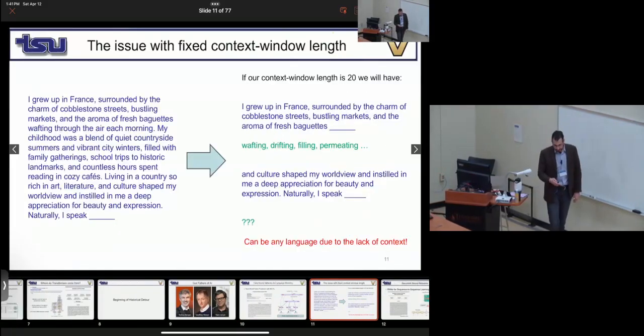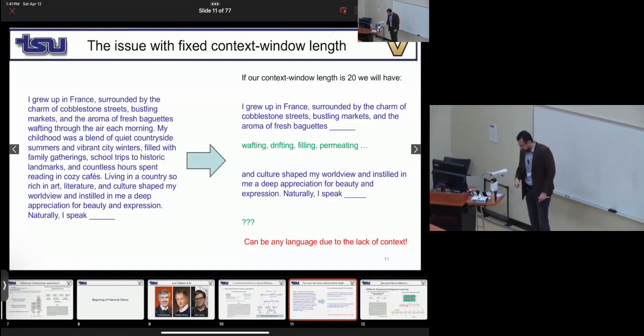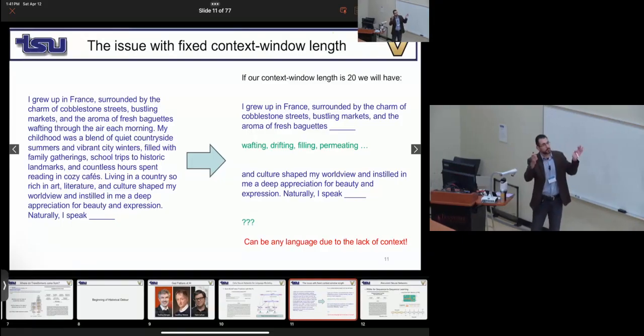Let's consider this paragraph that says, I grew up in France surrounded by the charm of cobblestone streets, blah, blah, blah. It goes through a lot of things, living in the country, so rich in art, literature, and so on. At the end, there is a sentence that says, naturally, I speak French, right? So now let's do this fixed context size and see what will happen.